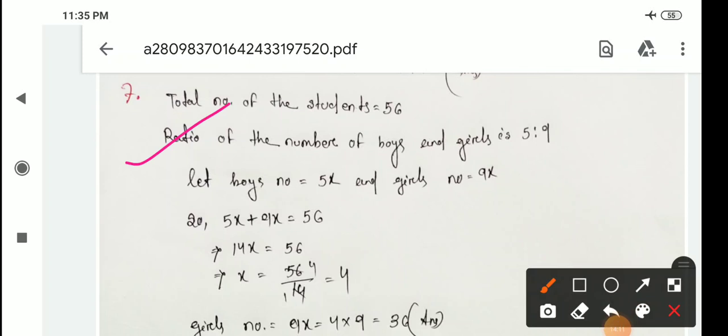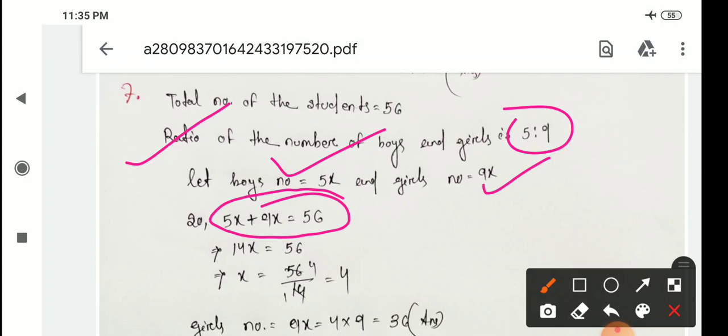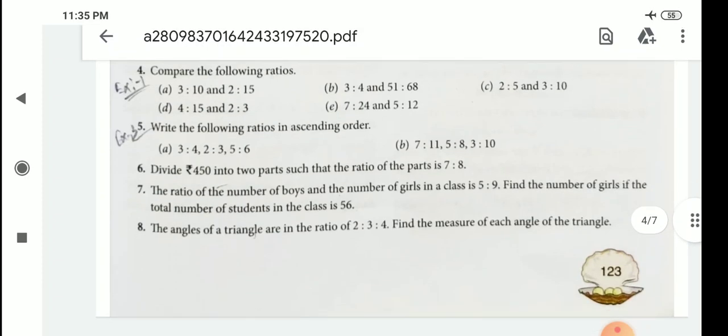Here, children, you write like this. The ratio is 5:9, means boys number 5x and girls number 9x. Total is this much. 5x plus 9x equal to 56. From this equation, we find out x equal to 4. Then, children, girls number. The question is asking you girls number. Means 9x equal to 4 multiply 9, that is 36 is your answer. Clear? Then comes 8 number.